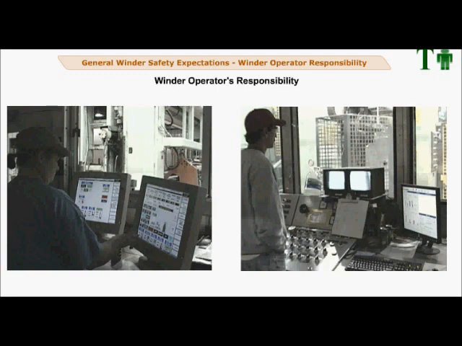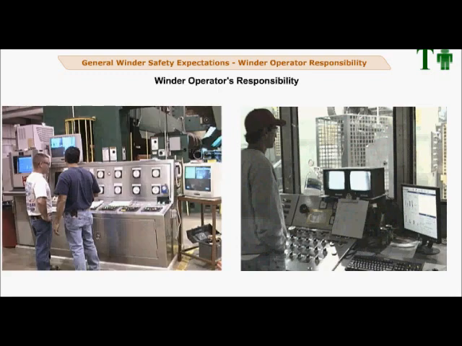Winder operator responsibility. Winder operators are responsible for the safety of themselves and the safety of others who are working or assisting in the winder area. Be aware of anyone who might have entered the winder area. This could include maintenance workers, sales staff, and onlookers.